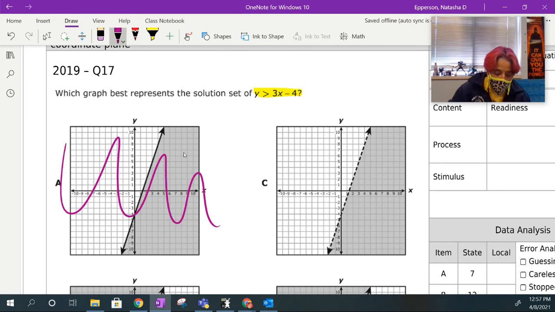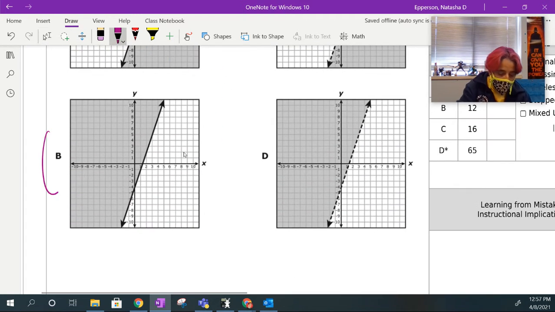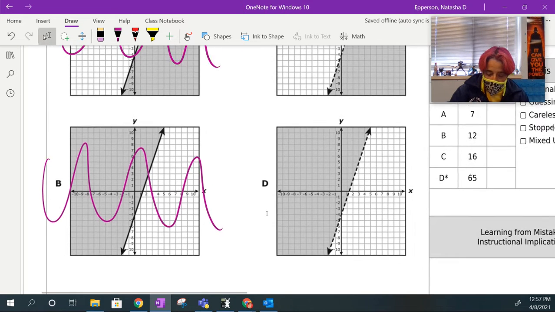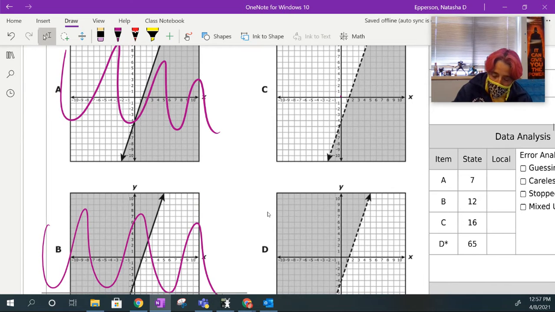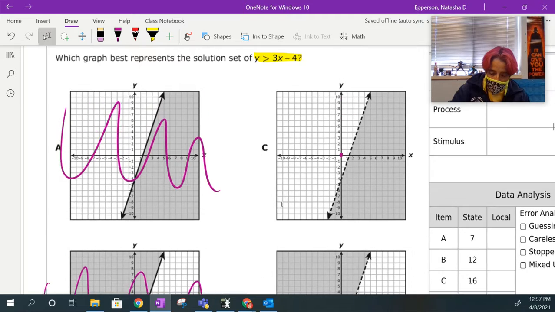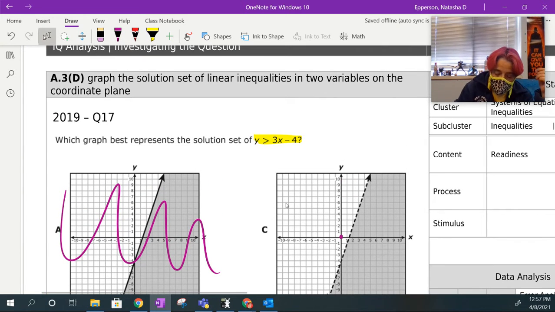So I'm going to eliminate answer choice A. I'm going to eliminate answer choice B. So my answer choices are either going to be D or C. Now, C has the origin 0, 0 is not a solution. D has the origin 0, 0 as a solution. So I'm going to plug in 0 for y and 0 for x. So this becomes 0 greater than negative 4. I want to ask myself, is 0 greater than negative 4? If 0 is not greater than negative 4, then 0, 0 is not a solution.